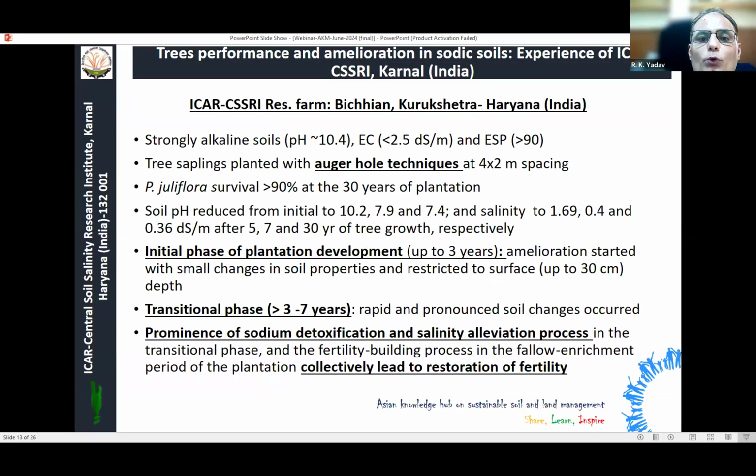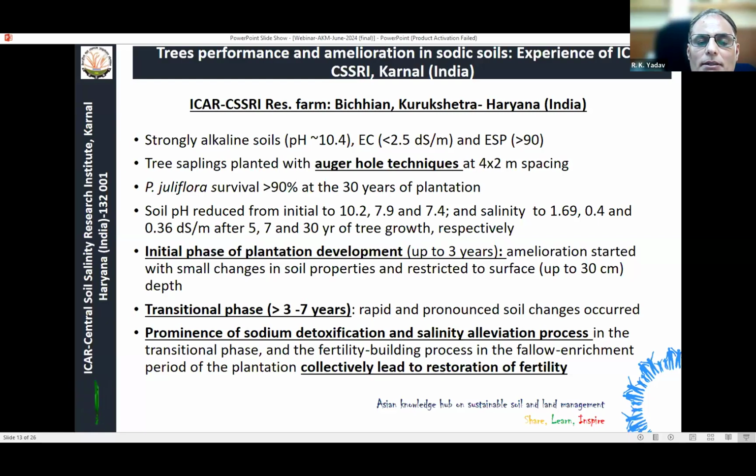The first one is the Bichia forest model, where we devised the technology of overhold techniques. The main thing I want to share is that we identified the transitional phase. When we go for plantation, we studied 30 years of plantations, and we identified the transition phase where the maximum reclamation and fertility improvement was obtained, that is, between 3 to 7 years.